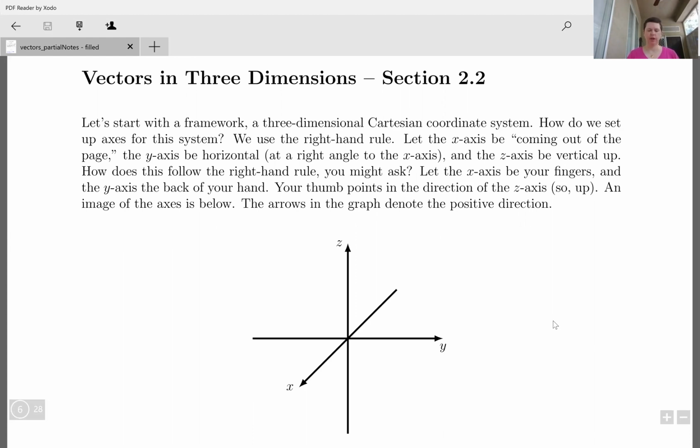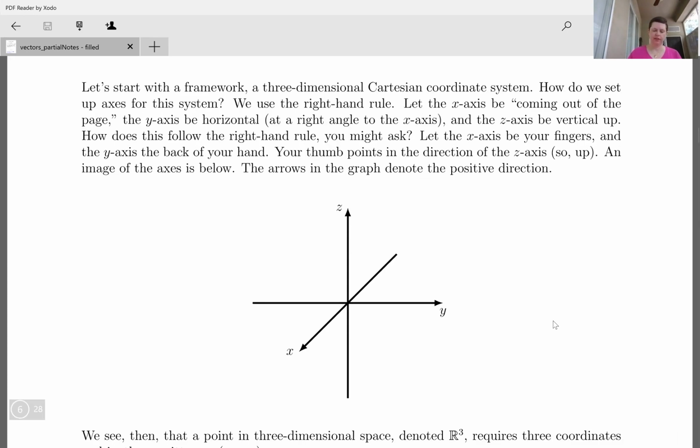Alrighty, so we're going to use the right-hand rule. So here's the idea. The x-axis comes out of the page, as you can see. The y-axis is going to be horizontal, and the z-axis is going to be vertical. So what do I mean by the right-hand rule? If I let the x-axis be my fingers and the y-axis be my hand, you see my thumb is pointing in the direction of the positive z-axis. And the arrows in the graph here denote the positive direction.